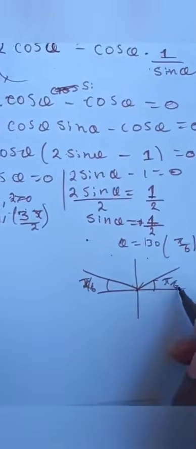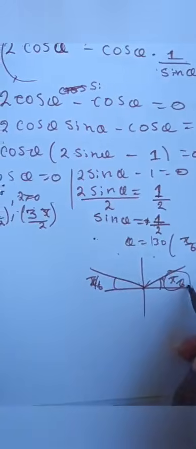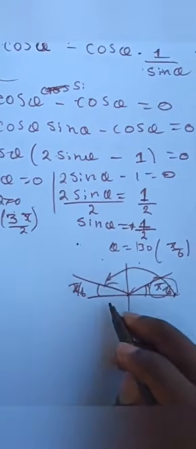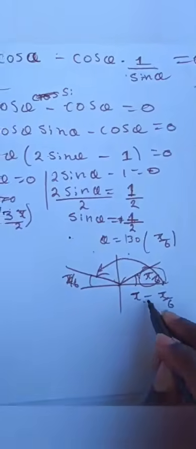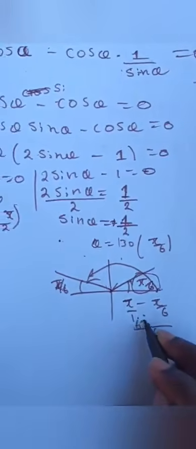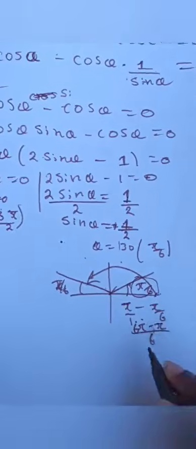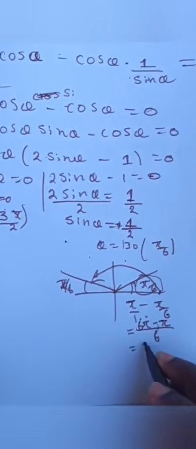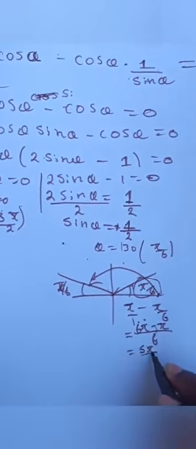So the first value is already this one here. The second value is from here to here. So we're going to say pi minus pi over 6. So we have over 6, 6 pi minus pi. That's going to be 5 pi over 6.